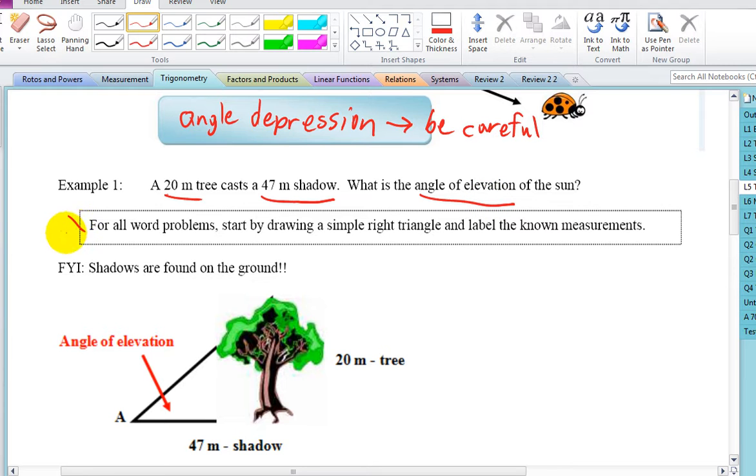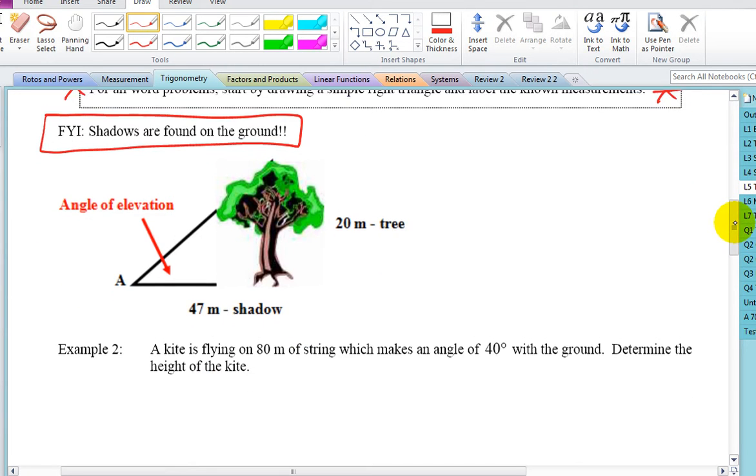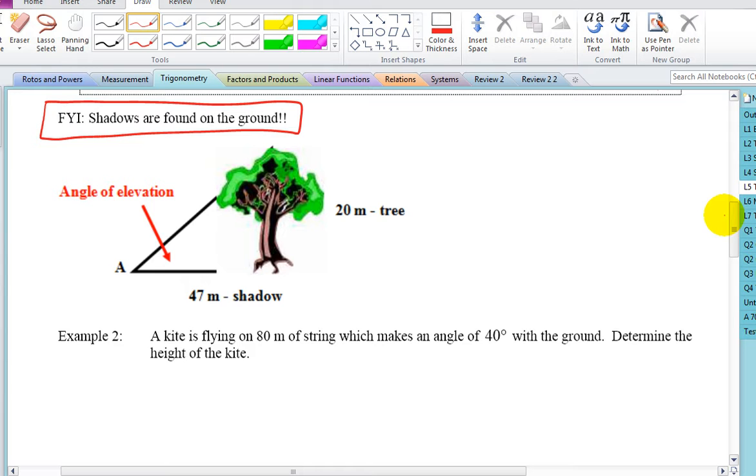Today, most of you will have the diagram, but if not, you're going to have to draw one. The part where people make a mistake is they think shadows are in the air. But if you look on the floor, you'll actually see your shadows there. Shadows are always found on the ground or on the floor. They're never in the air. So, here we go. Quick little diagram. There's our tree. There's 90 degrees. And you have a 47-meter shadow, 20-meter tree.